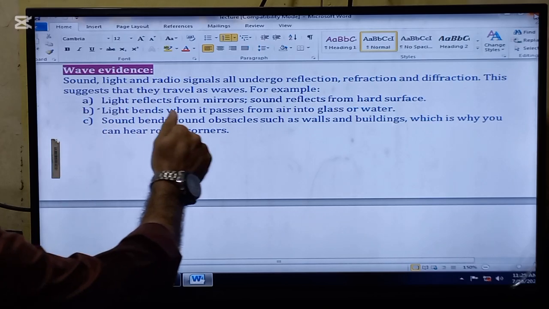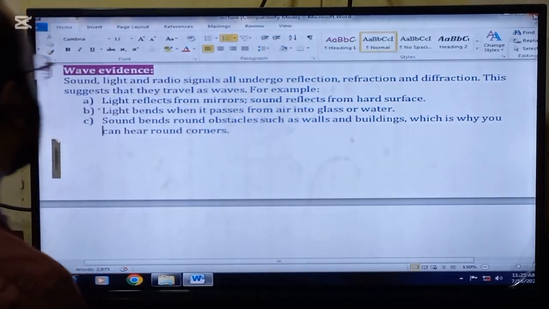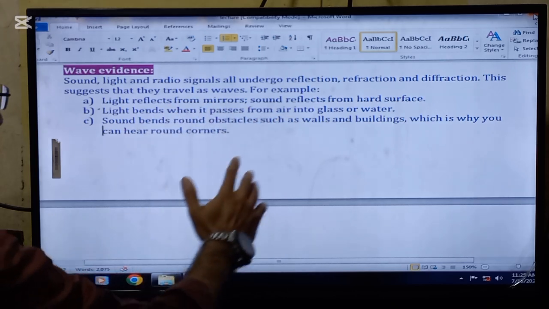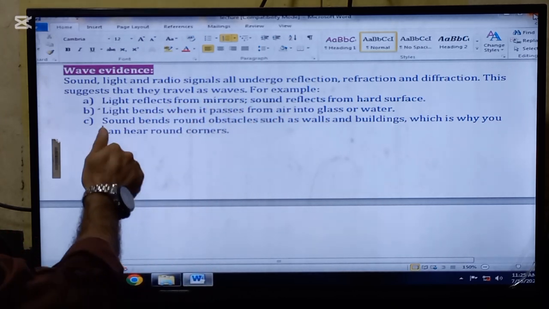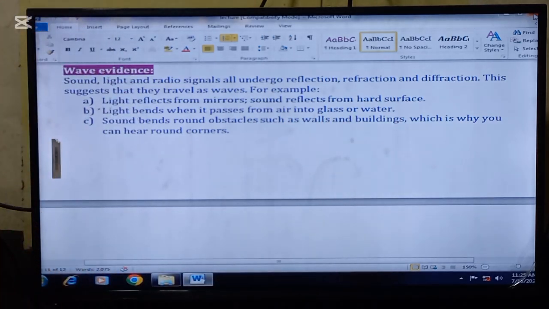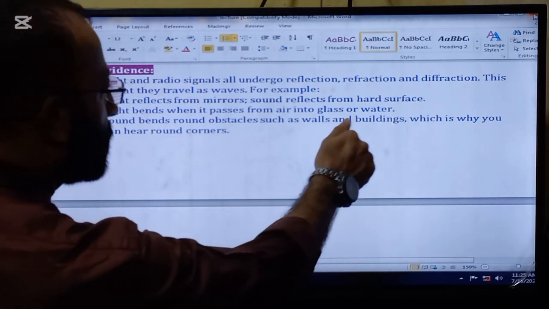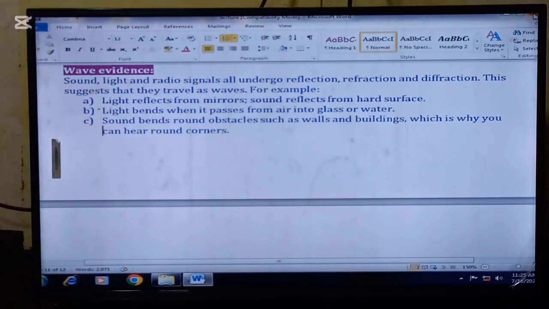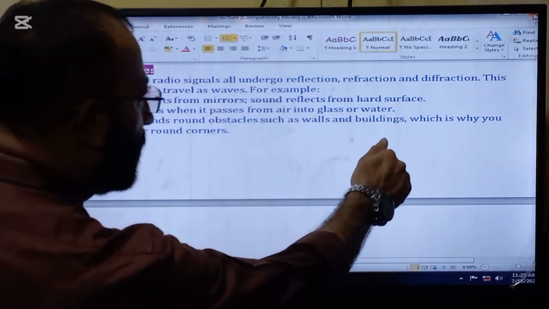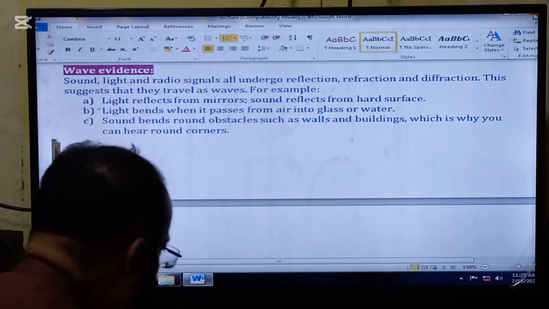Sound, light and radio signals all undergo reflection, refraction and diffraction. This suggests that they travel as waves. So here are some evidences. Light reflects from mirrors, sound reflects from hard surfaces, light bends when it passes from air into glass or water, sound bends round obstacles such as walls and buildings, which is why you can hear round corners without seeing the people.